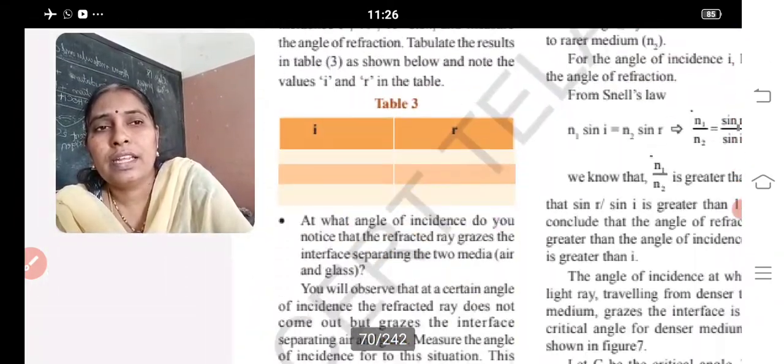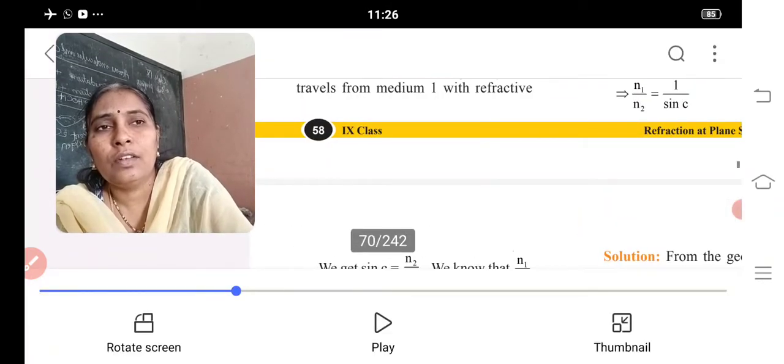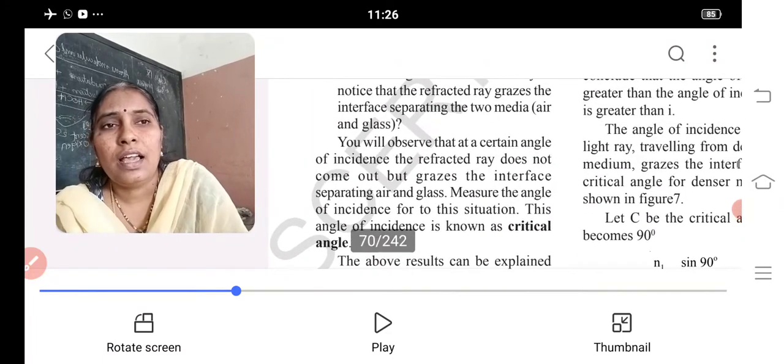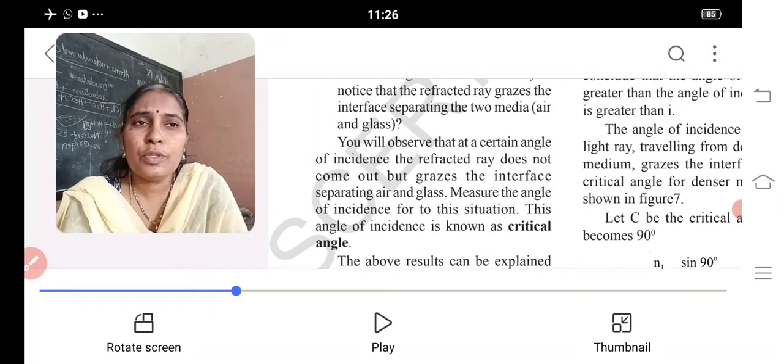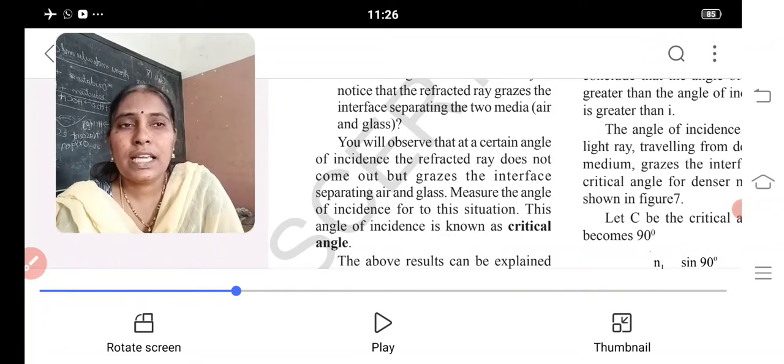And next, critical angle. What is meant by critical angle? You will observe that at a certain angle of incidence, the refracted ray does not come out but grazes the interface separating the air and glass medium. Measure the angle of incidence for that situation. That angle of incidence is called the critical angle.